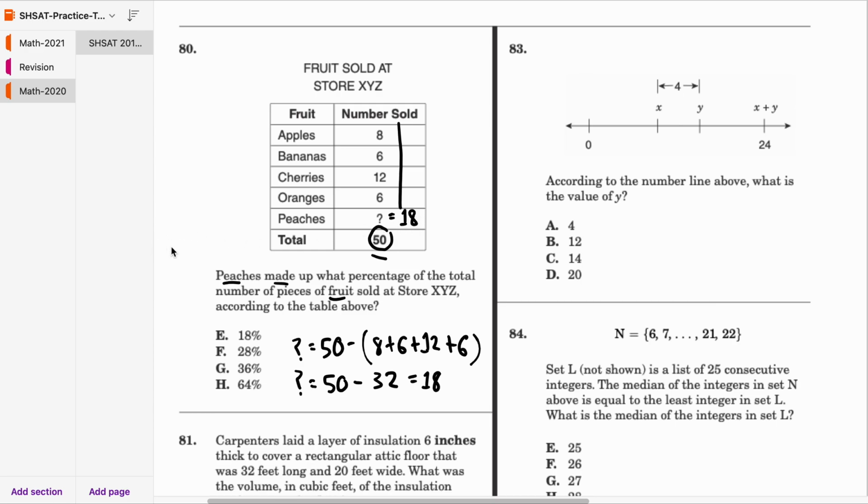So to get the percent, we're just doing 18 over 50, right? So 18 over the total times 100. So we can see that this 100 over 50, we can simplify this to 1 and 2. And so this is going to be 36%. So that would be G.